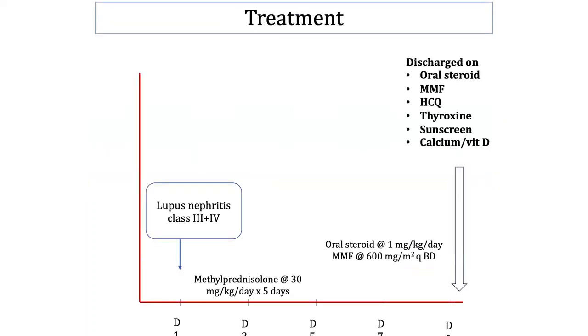So in the treatment of this child for lupus nephritis, she was started with methylprednisolone pulse at 30 mg per kg per day for 5 days, followed by oral steroids at 1 mg per kg per day and MMF at 600 mg per meter squared BD doses. And she was discharged on oral steroids, MMF, hydroxychloroquine, thyroxine, sunscreen, and calcium and vitamin D supplementation.